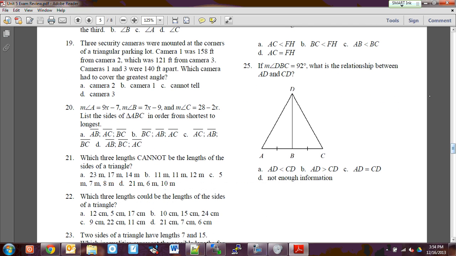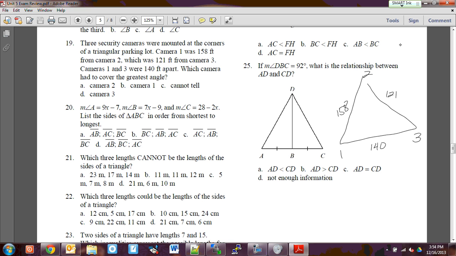Number 19, 3 security cameras mounted in a triangular parking lot. As soon as you read triangular parking lot, you should have instantly drawn a triangle. Camera 1, camera 2, camera 3. Camera 1 was 158 feet from camera 2, which was 121 feet from camera 3. I'm sorry, I got ahead of myself. And then camera 3 is 140 feet from camera 1.